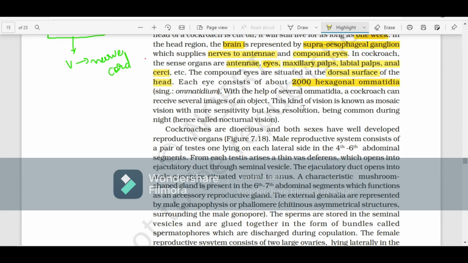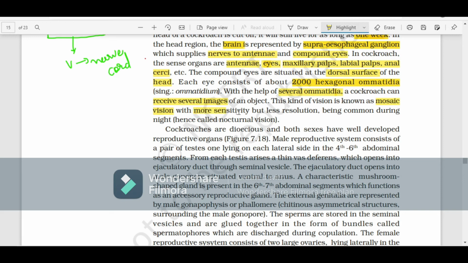And how many ommatidia are present in one eye? 2000. How many ommatidia are present in a cockroach? 4000, in the sense it has both eyes, right? How many eyes does the cockroach have? Two. And what type of eyes are they? Compound eyes. What's the point of having several ommatidia? That's because it will receive several images of an object, and this type of vision is called mosaic vision, remember?